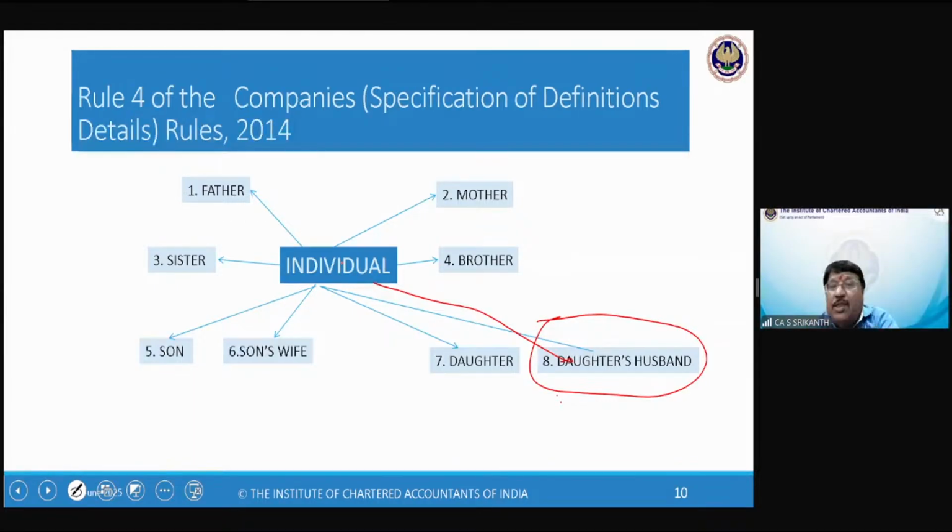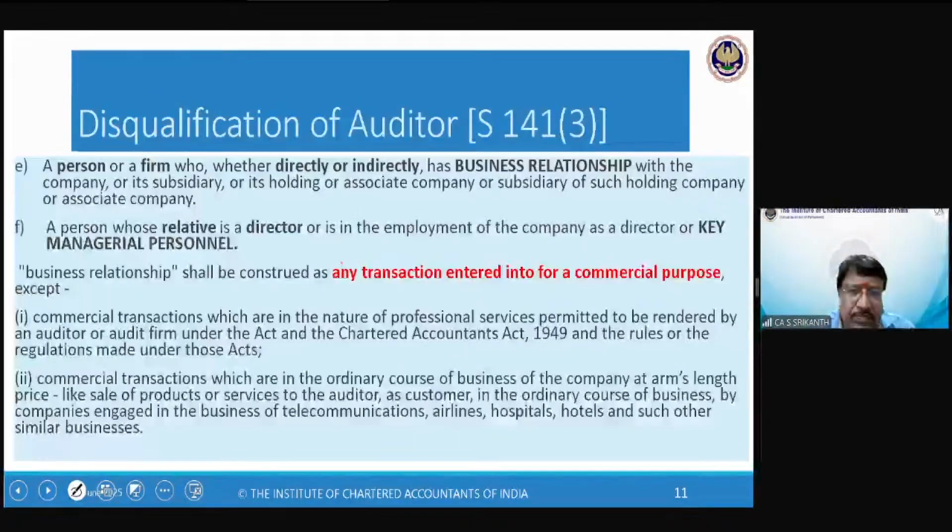In those days, sister's husband was a relative, brother's wife was not. My wife's brother was not a relative. Wife's brother not a relative, sister's husband a relative. But now sister's husband also is not a relative, wife's brother also is not a relative. So brother-in-law is not a relative, father-in-law is not a relative. Be careful.